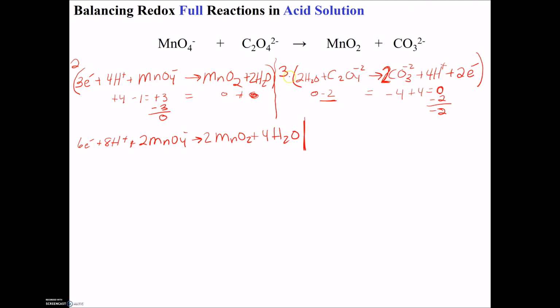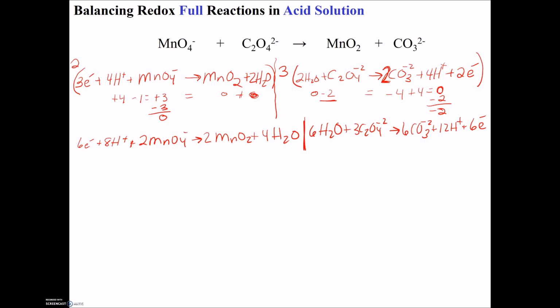And now let's go to this one. 3 times 2 is 6 H2O. 3 times 1 is 3 C2O4 minus 2, arrow. 3 times 2 is 6 carbonates, CO3 minus 2. 3 times 4 is 12 H plus. 3 times 2 is 6 electrons.